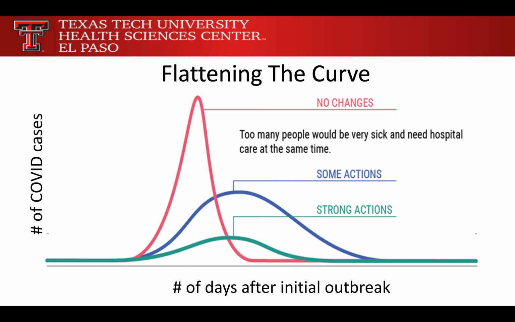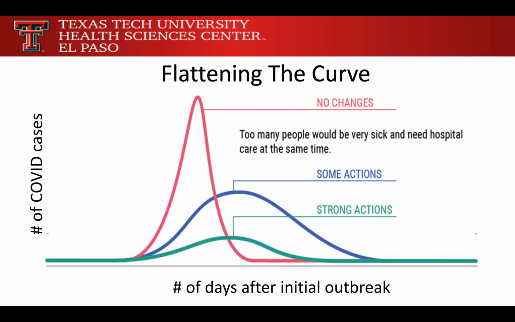If we took no changes to mitigate the spread of COVID-19, we would see a sharp increase in the case numbers in a relatively short period of time. That's depicted by this red line here. This, unfortunately, is a scenario wherein the healthcare infrastructure, hospitals, and especially intensive care units would be overwhelmed, and it's a possibility they'd be unable to accommodate this surge of patients.